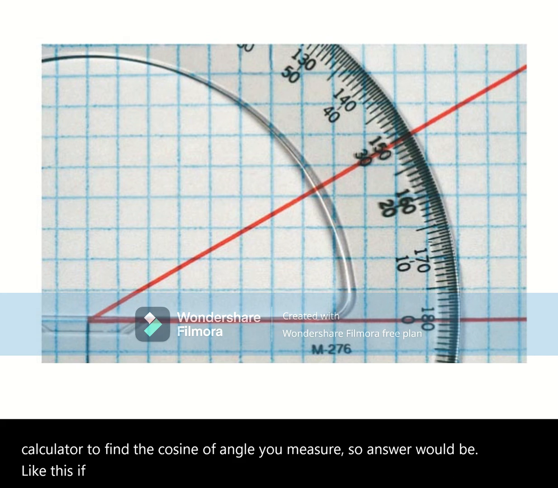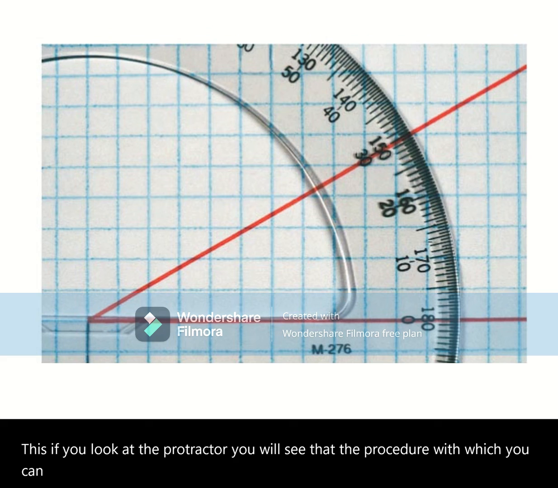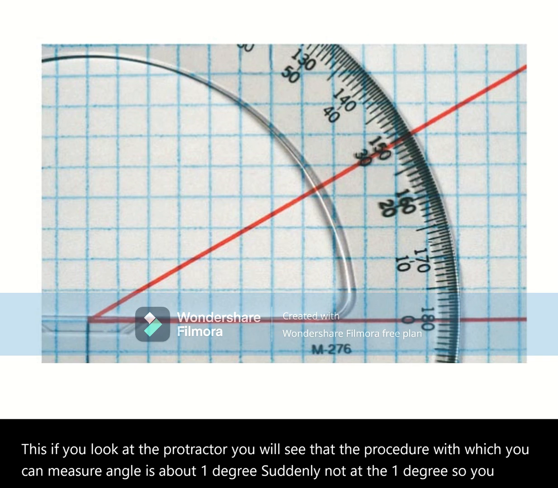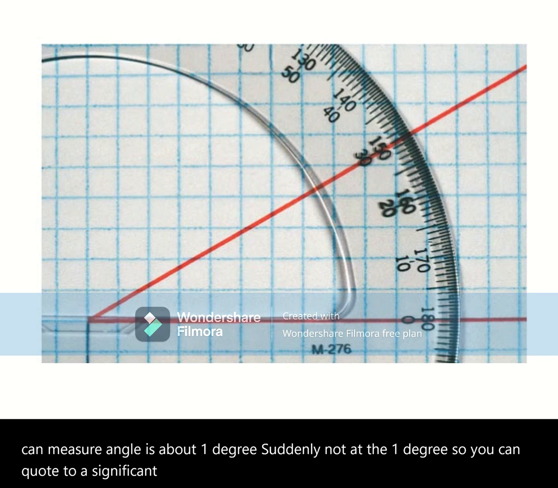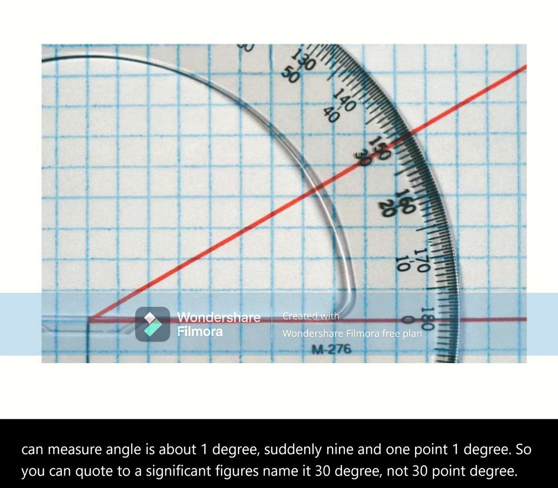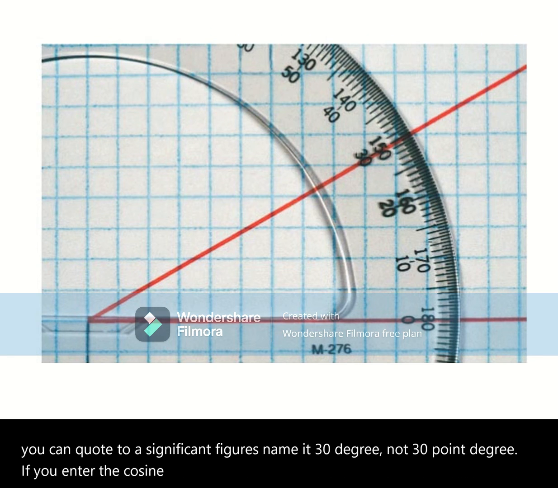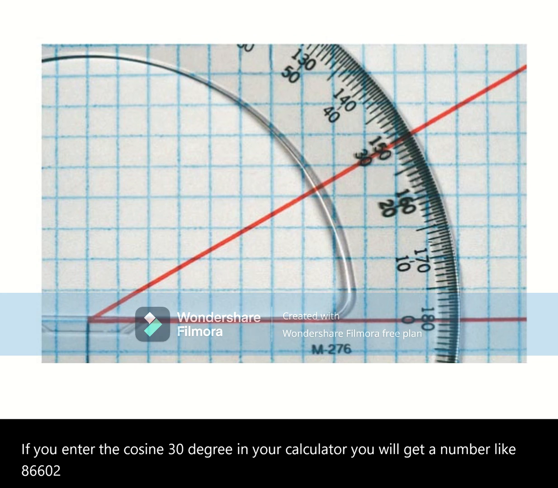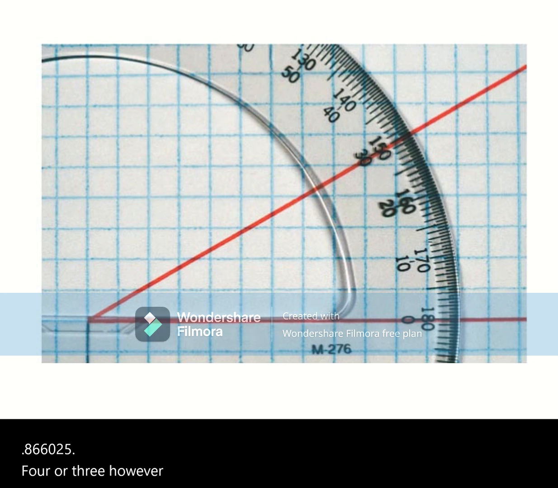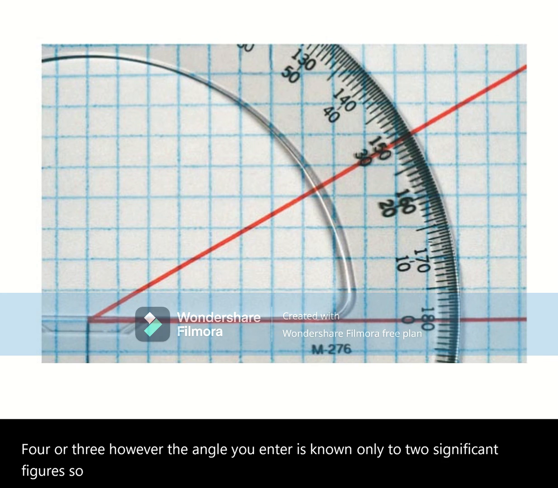If you look at the protractor, you will see that the precision with which you can measure the angle is about 1 degree, certainly not 0.1 degree. So you can quote two significant figures, namely 30 degrees, not 30.0 degrees. If you enter the cosine of 30 degrees in your calculator, you will get a number like 0.866025403. However, the angle you entered is known only to two significant figures, so its cosine is correctly given by 0.87. You must round your answer to two significant figures.